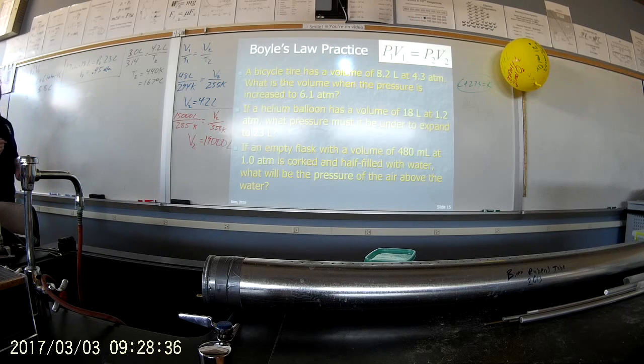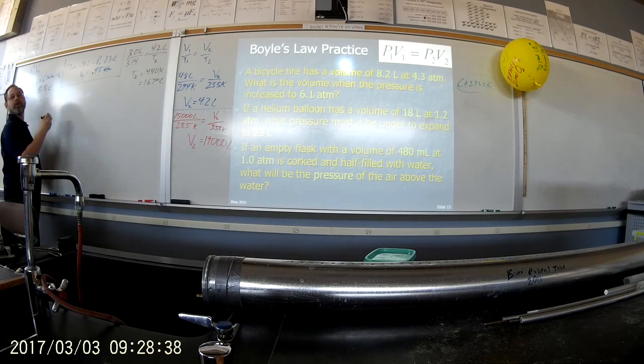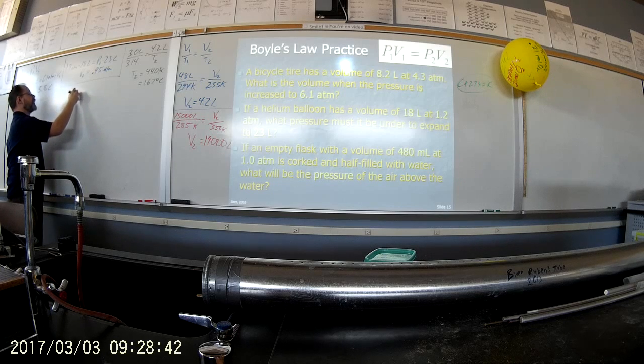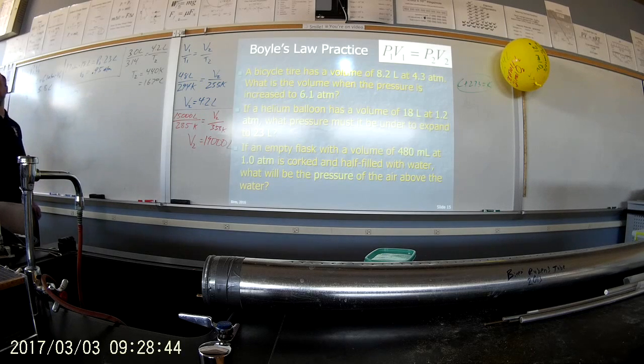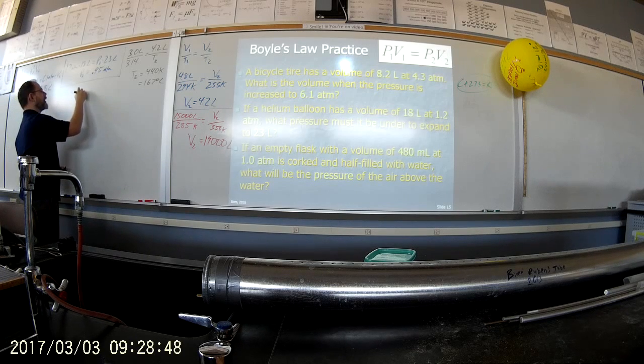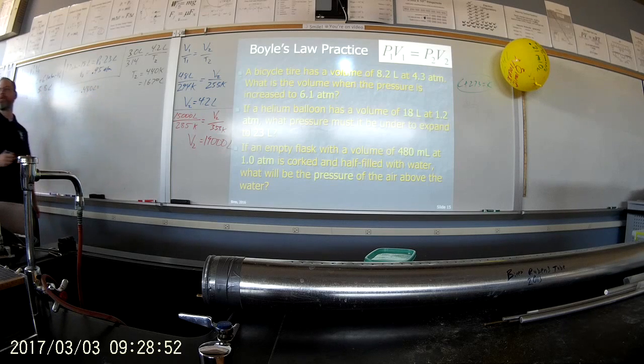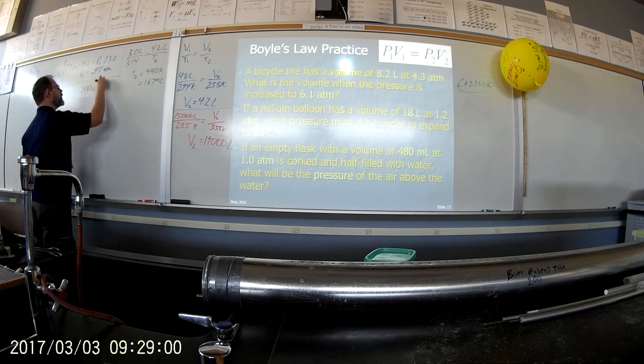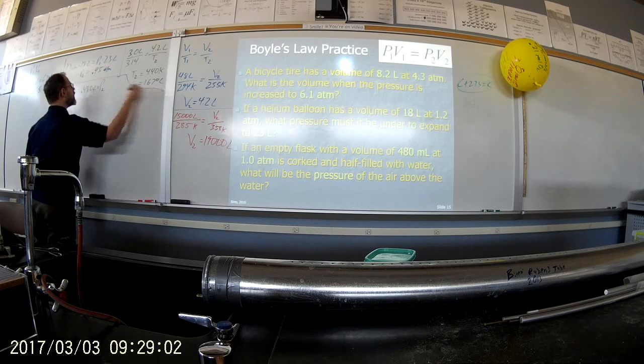So what is the P1 in this exercise? 1.0 atmospheres. What is the V1? 480, so let's call that 0.480 liters, because we want to use standard units whenever possible. Then it says, what will be the pressure of the air above the water? So we're looking for P2. What's going to be the V2?